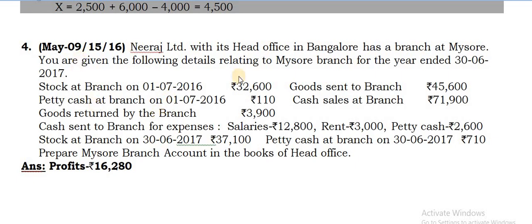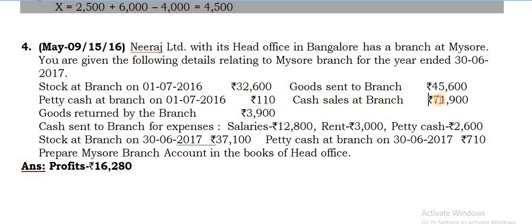On the either basis, this fourth problem is your homework problem. You have to do it by yourself. Okay. Opening stock is there, take it on the debit side. The goods sent to branch, debit side. Petty cash at branch, this is the opening value, debit side. As balance brought down, write these two items below it.